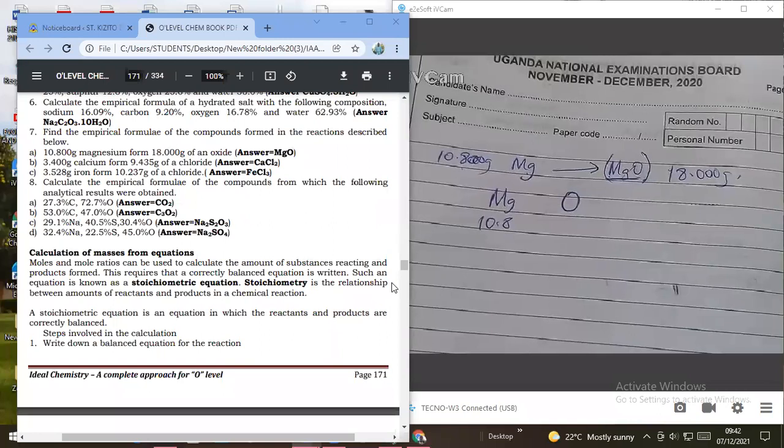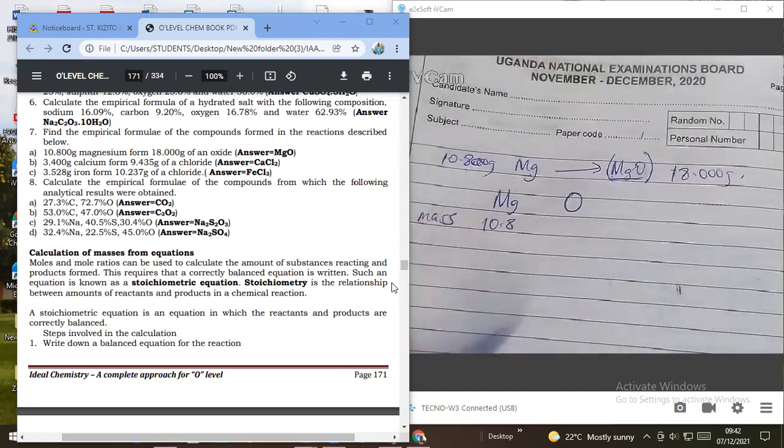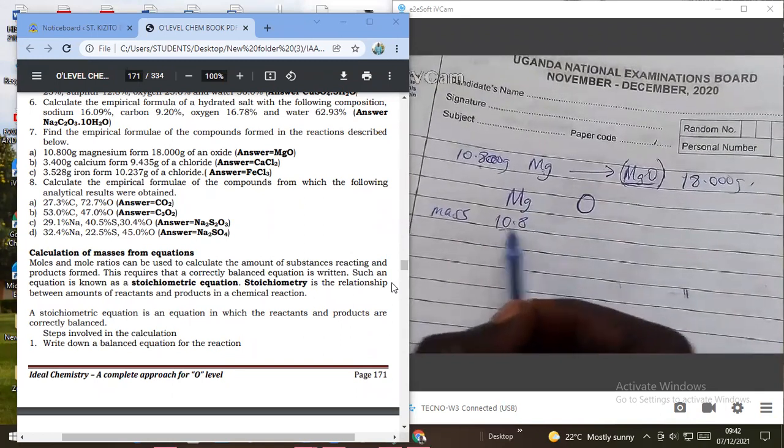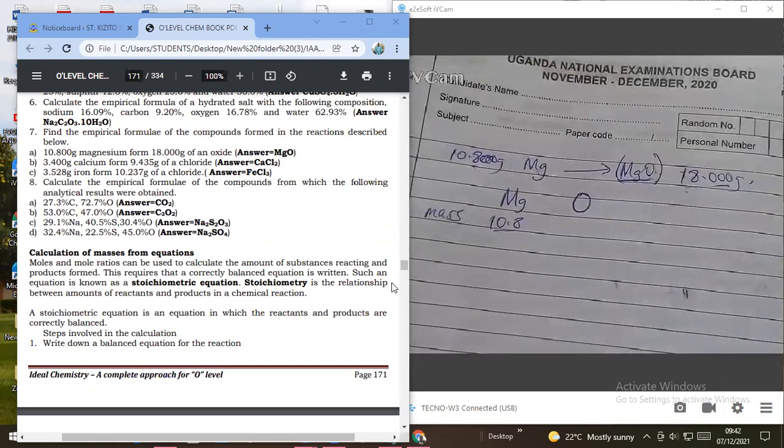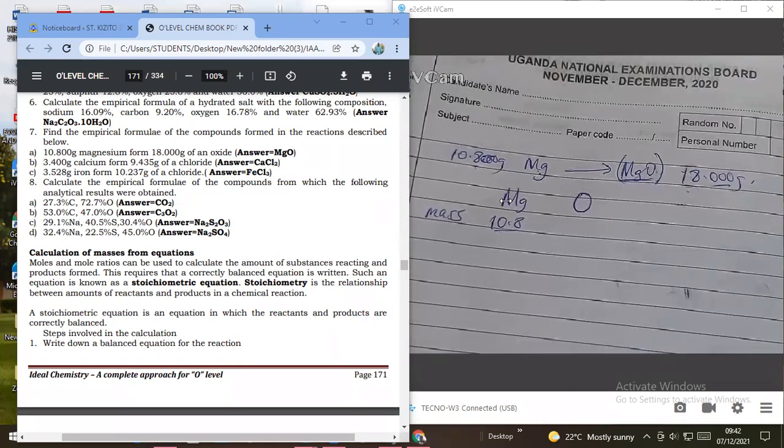I want an answer from Ready. Unmute, and give me the answer. What is the mass of oxygen? If the mass of magnesium is 10.8 and the total mass of magnesium oxide is 18, what is the mass of oxygen alone? Somebody with a calculator, what is the answer there? 7.2.